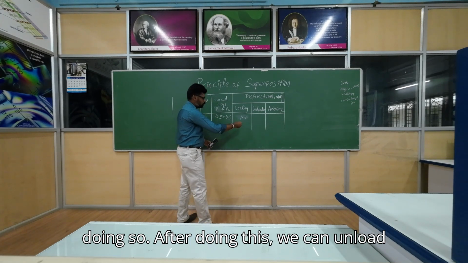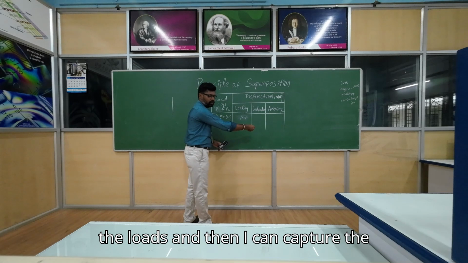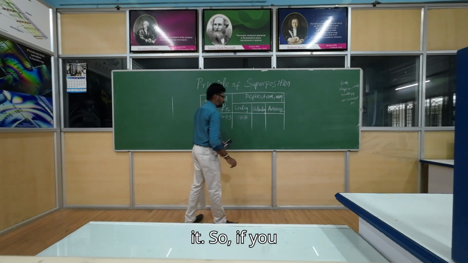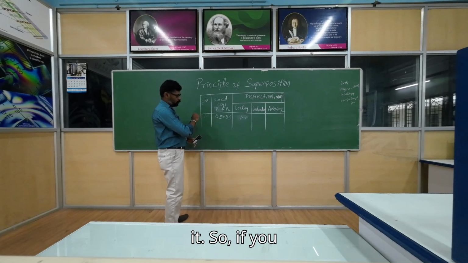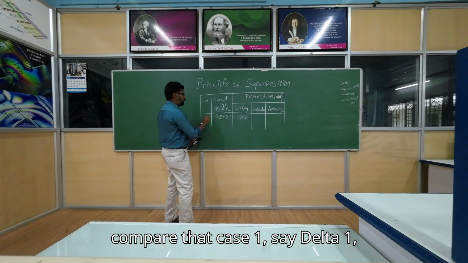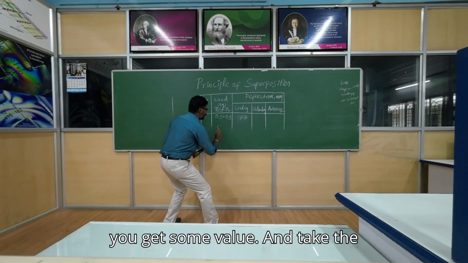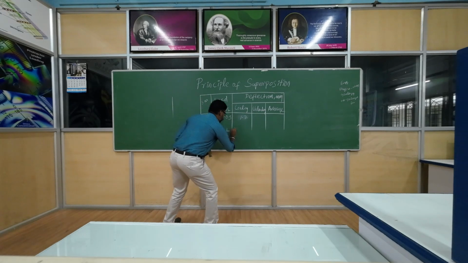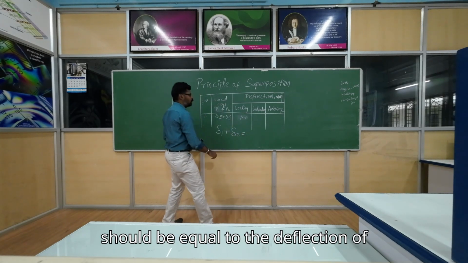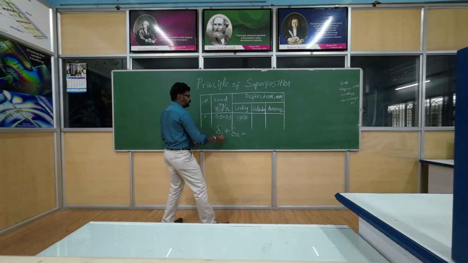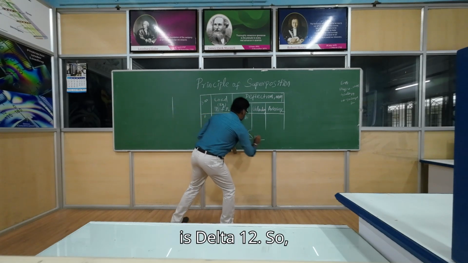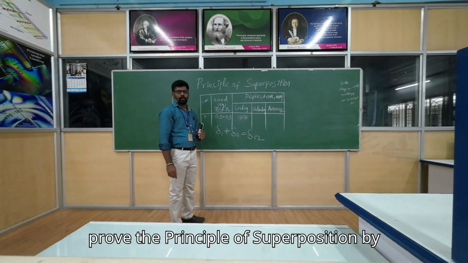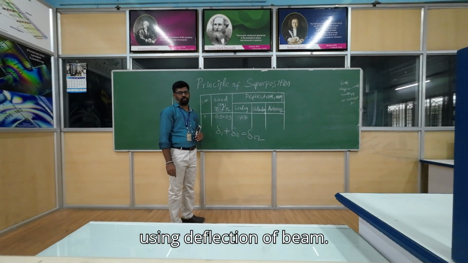After doing this, we can unload the loads, and then I can capture the unloading data, and finally I can average it. So if you compare case 1, say delta 1, you get some value, and take the deflection from case 2, say delta 2, it should be equal to the deflection of case 3, that is delta 1, 2. So this way we can prove the principle of superposition by using deflection of beam.